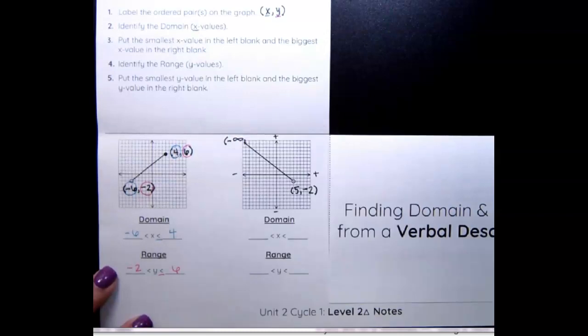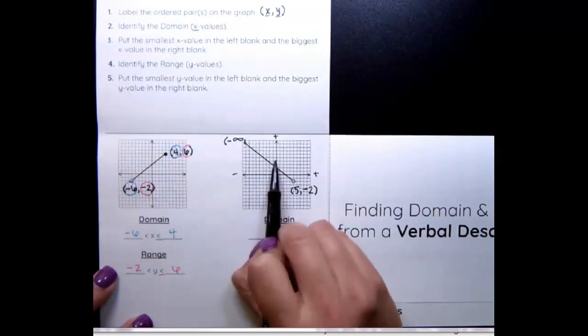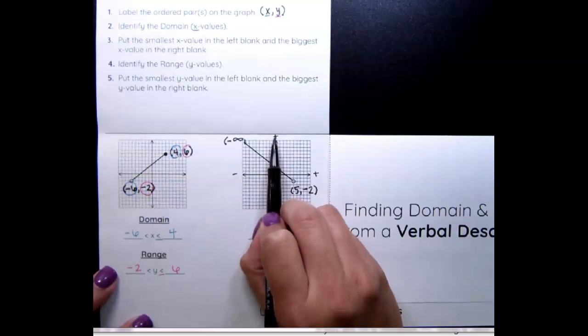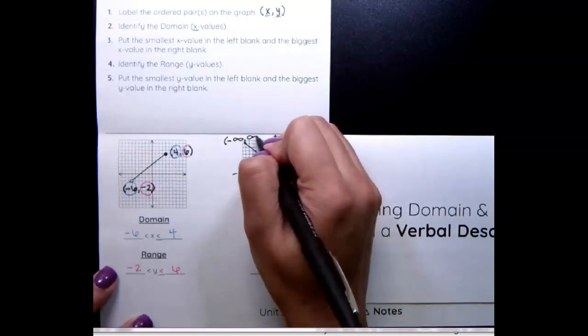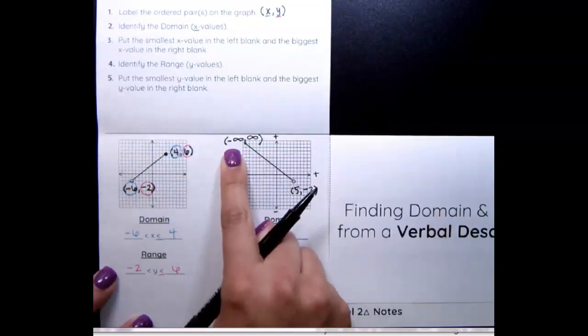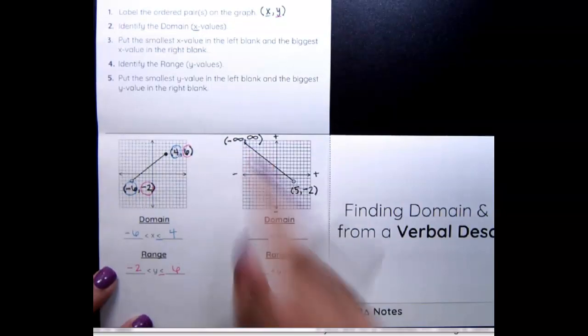So that is the first thing I put in my ordered pair. If I continue up on the y-axis, I am heading towards positive infinity. So my ordered pair for the arrow is negative infinity, comma, positive infinity.